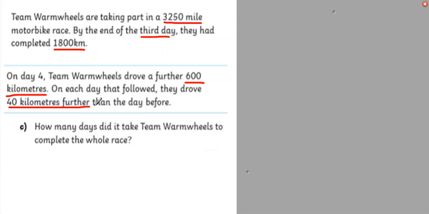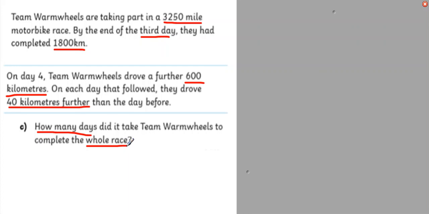So that means if they drove 40 kilometres on day 1, they would have driven 80 kilometres on day 2, because they're driving 40 kilometres more than the day before. Okay? That's tricky to get your head round, but that's important in the question. So we want to know how many days it took them to complete the whole race.